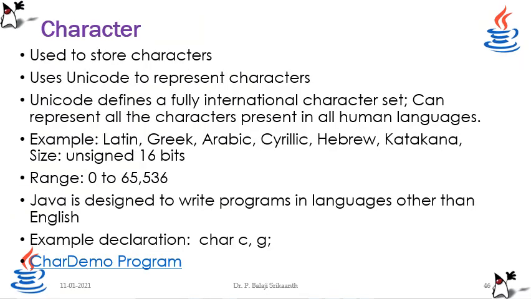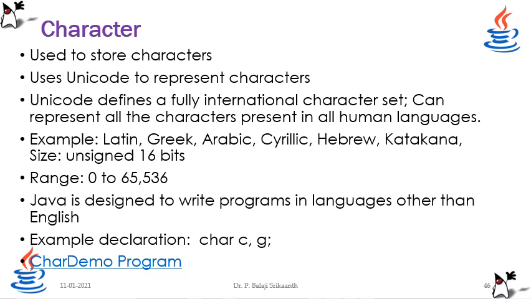In Java, the data type used to store characters is char. Java uses Unicode to represent characters. Unicode defines a fully international character set that can represent all the characters found in all human languages. It is a unification of dozens of character sets such as Latin, Greek, Arabic, Cyrillic, Hebrew, Katakana, Hangul, and many more. At the time of Java's creation, Unicode required only 16 bits. Therefore, Java char data type is only 16-bit long.